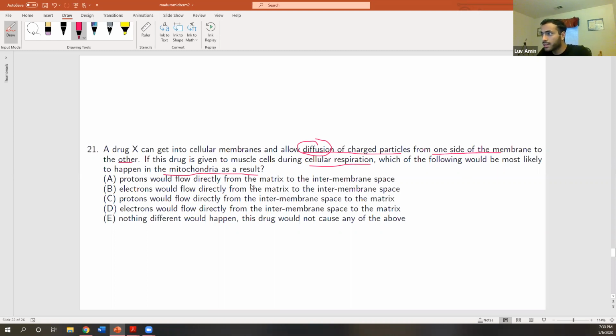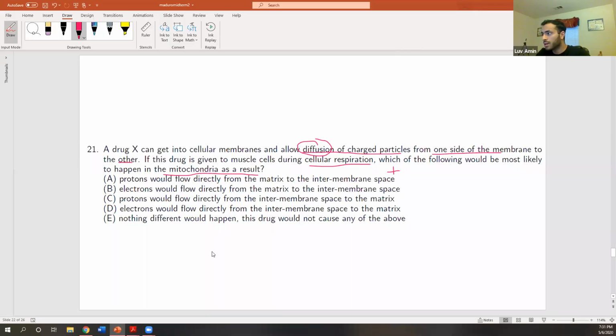So what we're saying here is that a drug basically allows the diffusion of charged particles from one side of the membrane to the other. And what we know about charged particles when we're talking about cellular respiration, let's think of protons, right? The electron transport chain. All right, so let's talk about what happens in a normal electron transport chain, right? We have our outer membrane here. We have our inner membrane here, right? And in the middle, we have something called the intermembrane space, right?